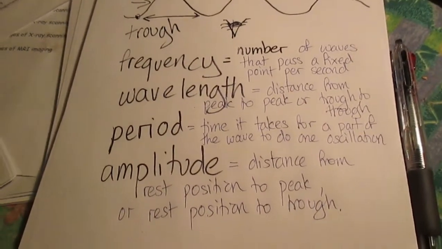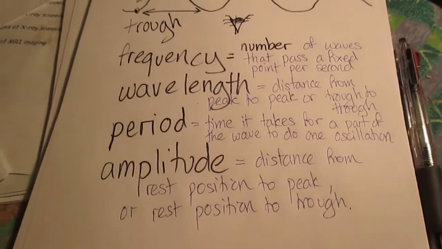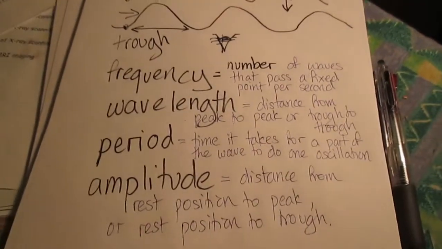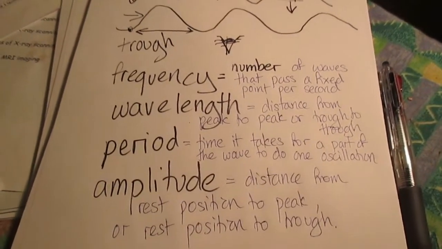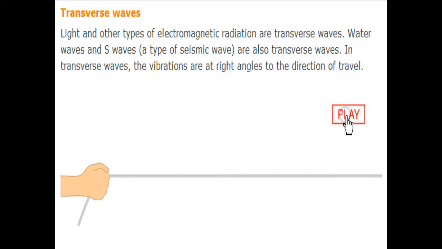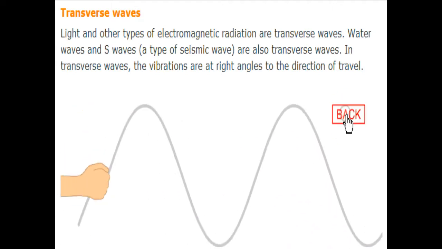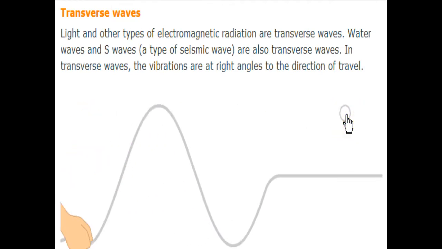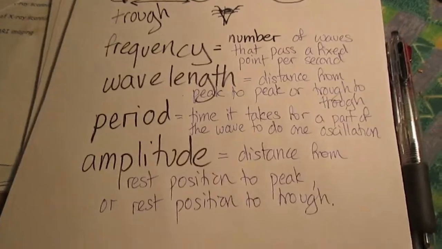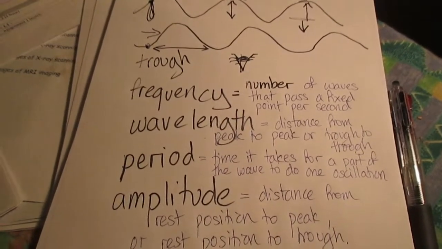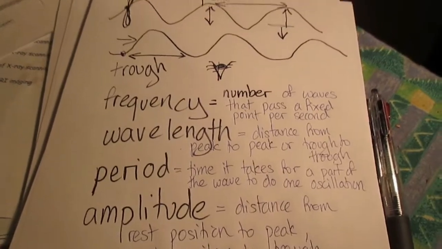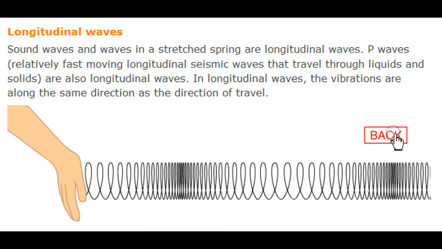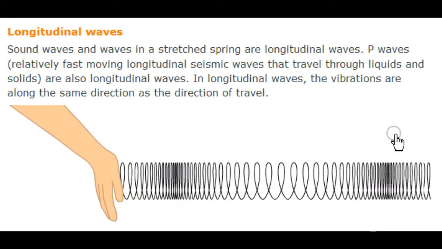There are two types of wave. There are longitudinal waves and transverse waves. What is the difference? In the transverse wave, the particles move at right angles to the direction of movement of the wave. You can see that in this video. In a longitudinal wave, the vibration is in the same direction as the wave moves. The particles move in the same direction as the movement of the wave.